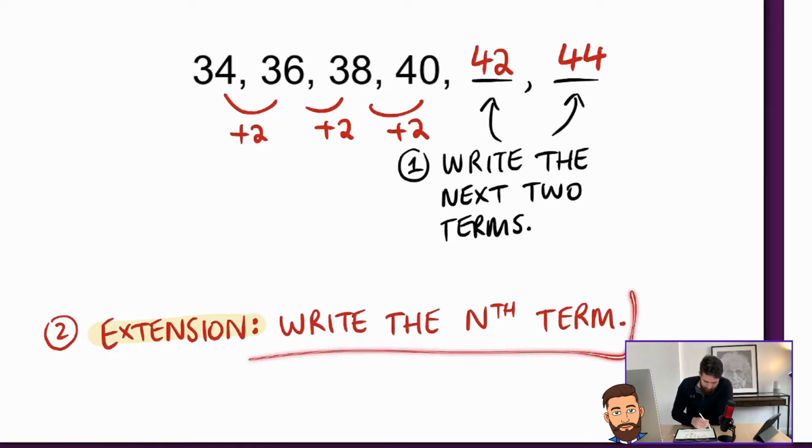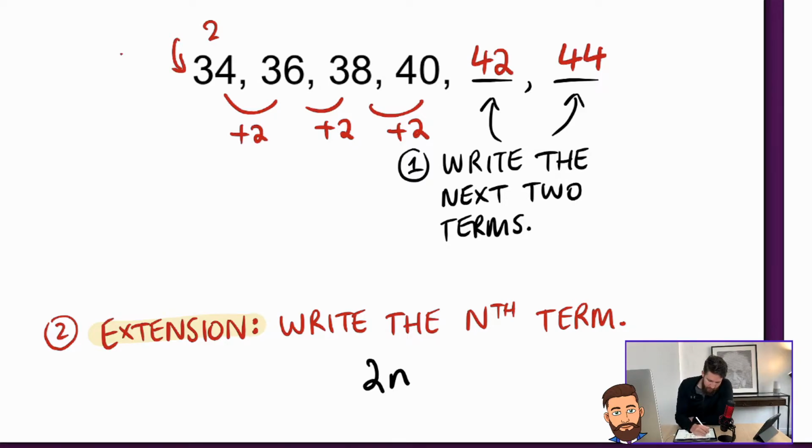The next extension question was asking you to find the nth term. Now, if you're unsure about what the nth term is, I wouldn't worry too much about it. It will be a lesson that I'll be going through in the future, but the nth term, for those of you that may have given it a go, would be 2n. And then how do we get from 2 all the way up to 34? You add 32, so it's going to be 2n plus 32.